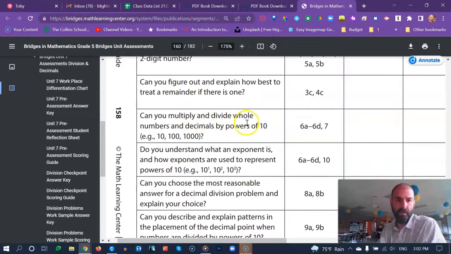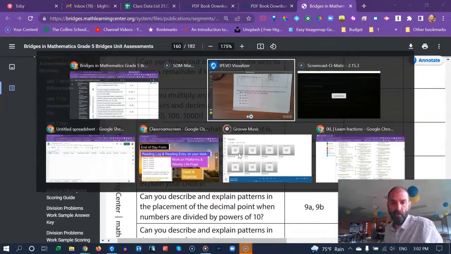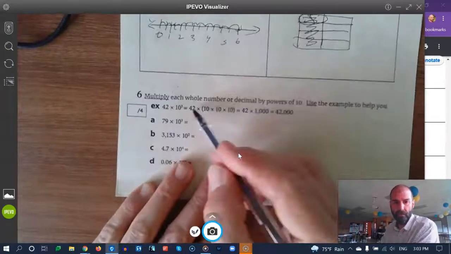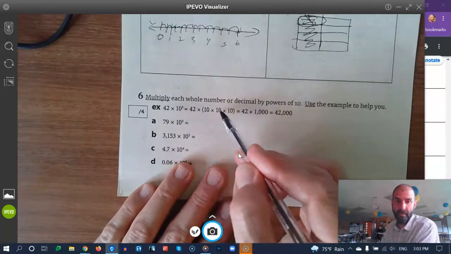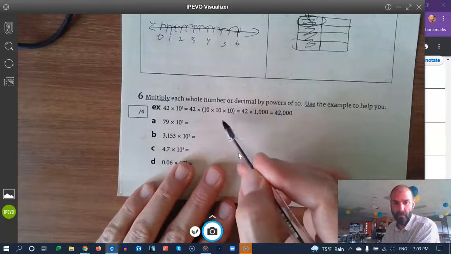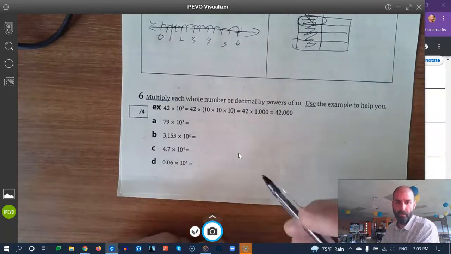Can you multiply and divide whole numbers and decimals by powers of 10? Do you understand what an exponent is? An exponent means how many times you multiply something together. So for example here, it says 42 times 10 to the third. And that's the same thing as 42 times 10 times 10 times 10. So that's 10 to the third, which is equal to 42 times 1,000, which is equal to 42 thousands.